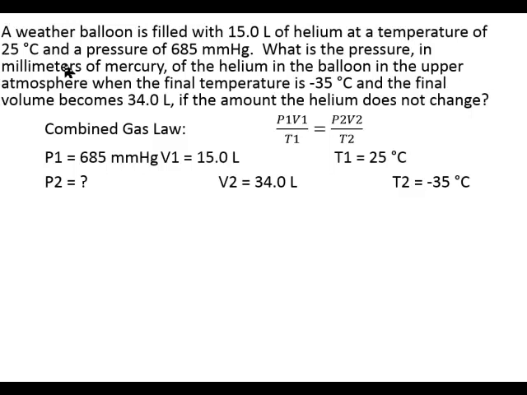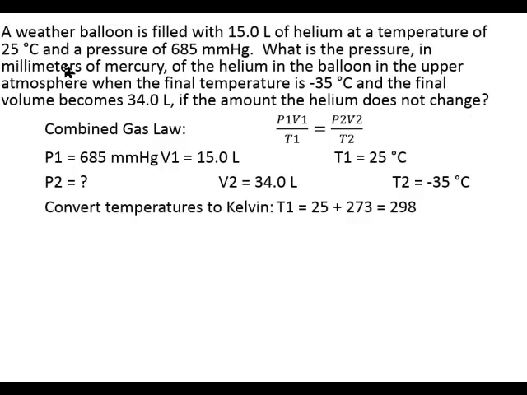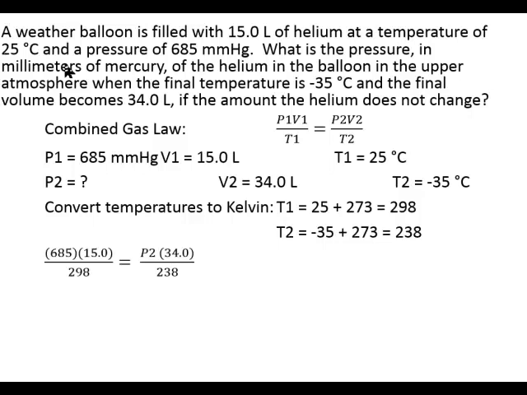First thing I have to do before I can use those gas laws is to convert all my temperatures to degrees Kelvin. So I do that by adding that 273, and now I have my initial temperature was 298 degrees Kelvin, and my final temperature was 238 degrees Kelvin. I substitute in those values.